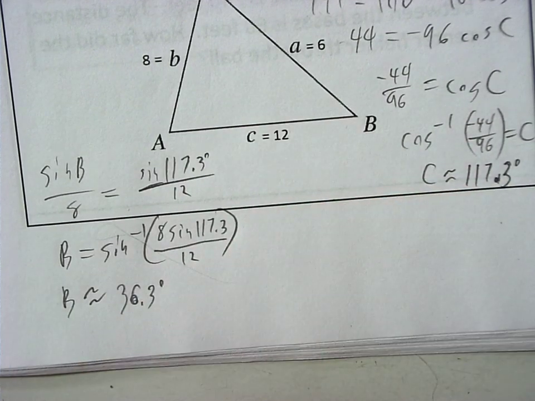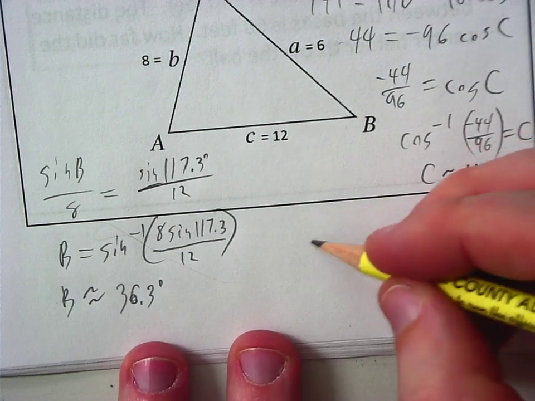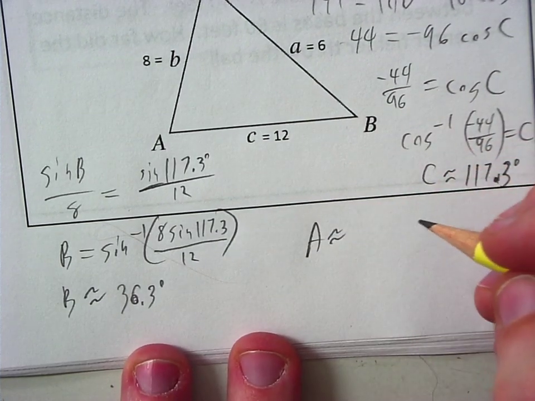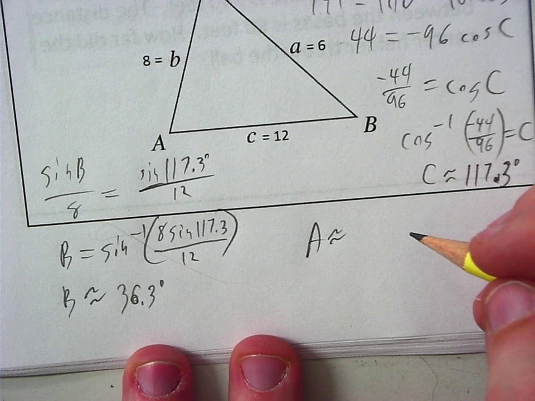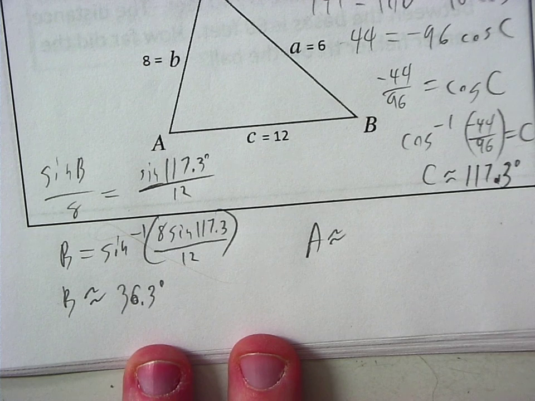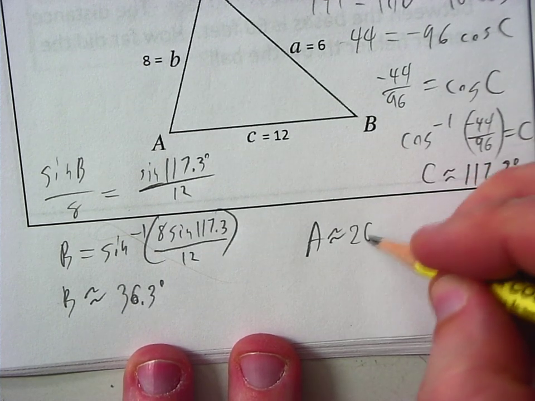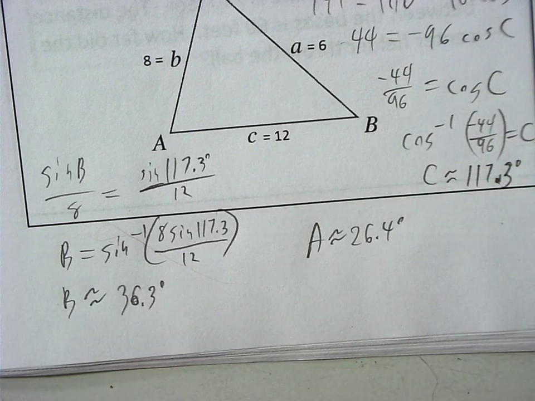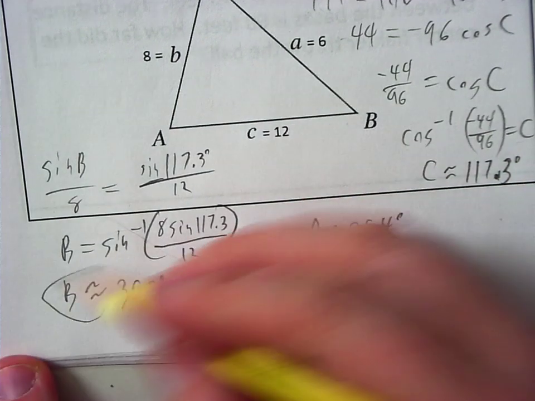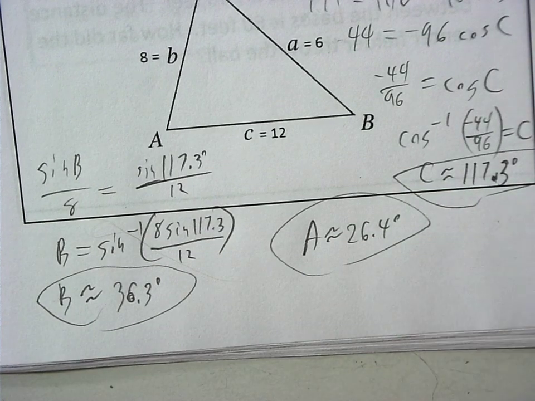Okay. Then what? Then you add the two together and subtract from 180. Yep. Subtract each of them from 180. That gives you what for A? 26.4 degrees. Not too bad.